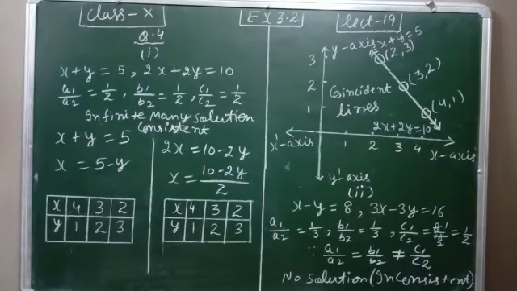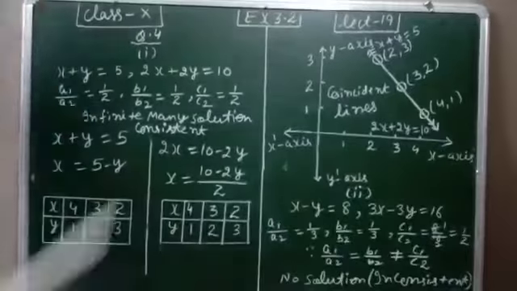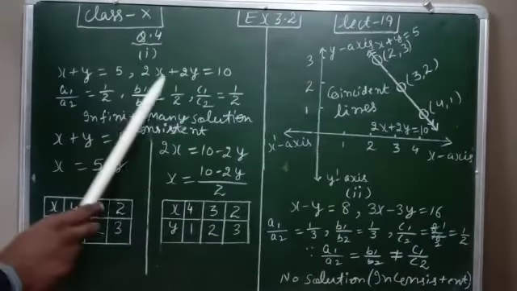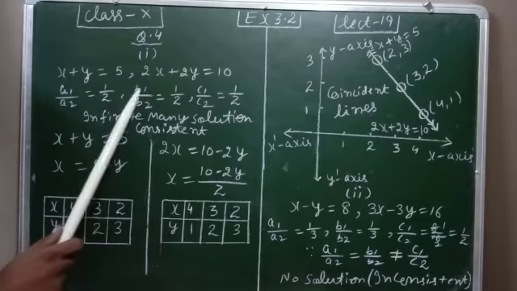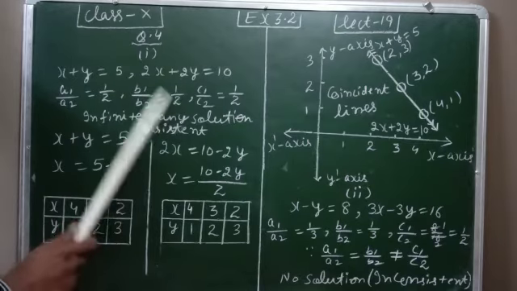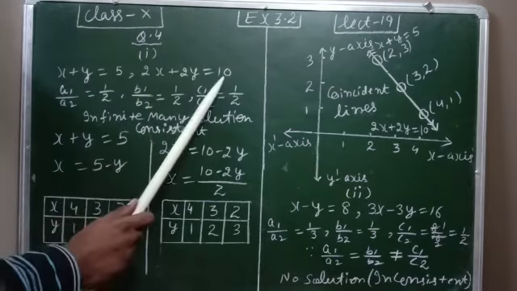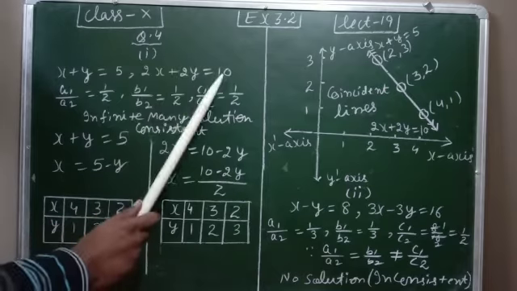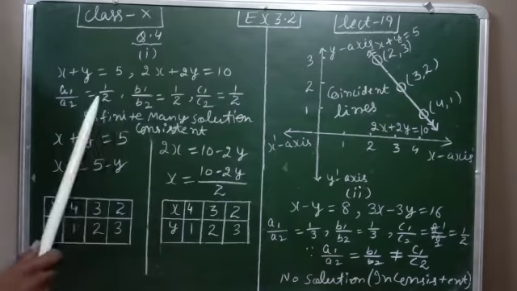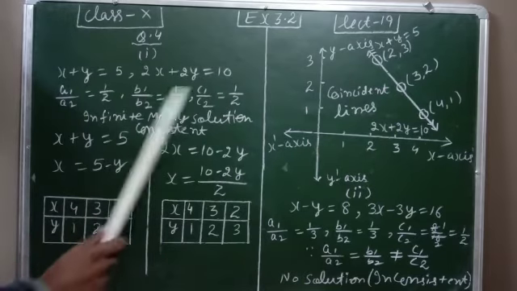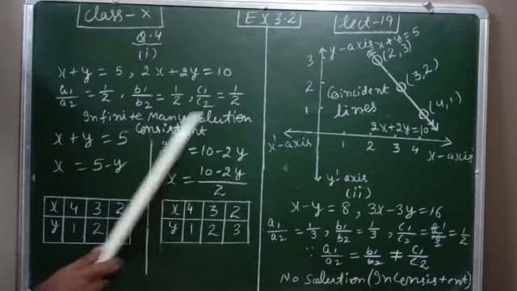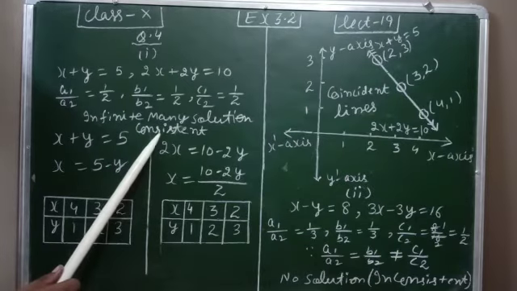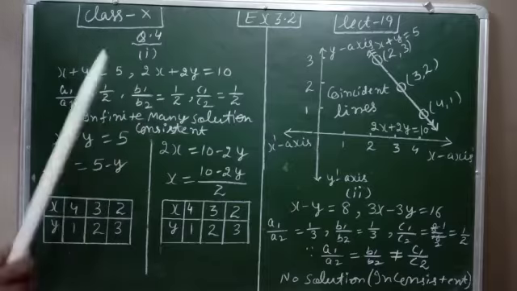In the first part we have two equations, x plus y equal to 5 and 2x plus 2y equal to 10. So a1 upon a2 is 1 upon 2, b1 upon b2 again 1 upon 2, c1 upon c2 is 5 upon 10, which is again 1 upon 2. Means all three are equal. If all three are equal, then the equations have infinitely many solutions, so they are consistent. If consistent, it means we have to draw the graph.